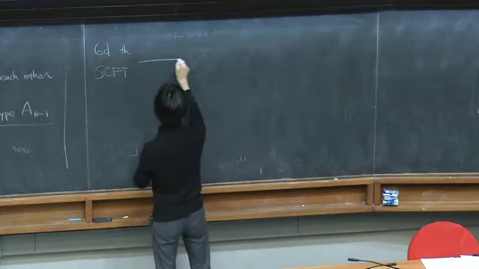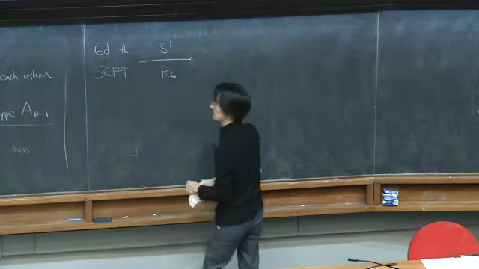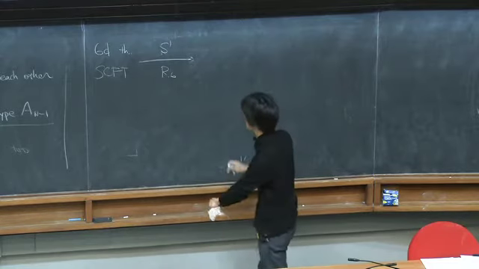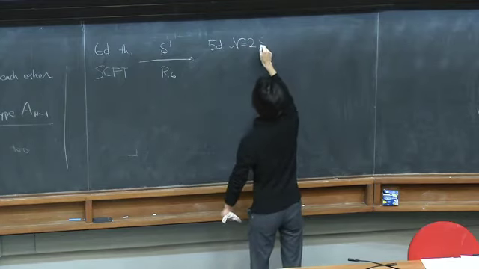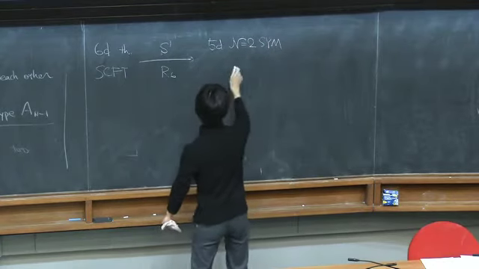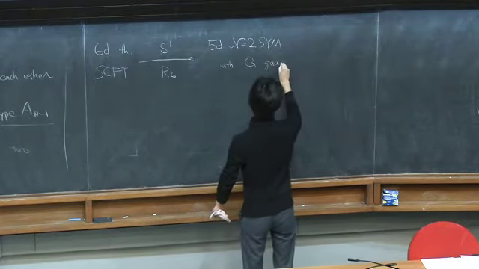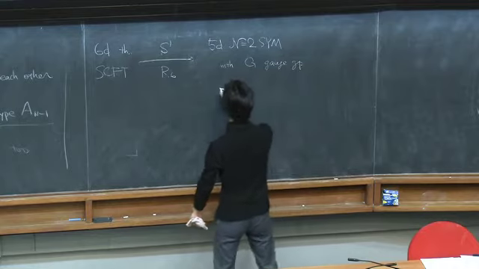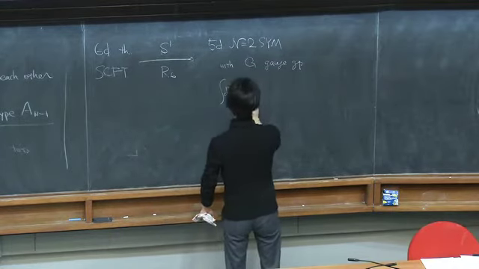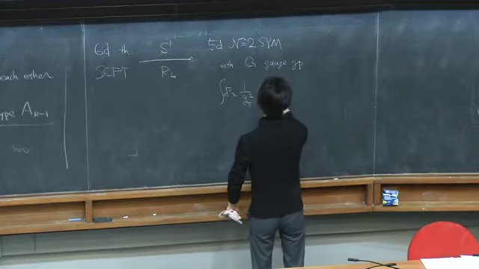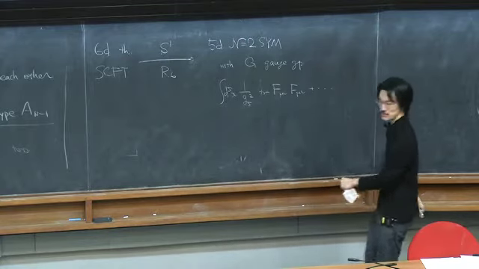Let's put it on some S1 of radius R6. And from this fact, we know that this is 5D N=2 super Yang-Mills with gauge group G. So in the infrared, you can write the Lagrangian of this form, 1/G5 squared trace F_mu nu squared, plus lots of superpartners.